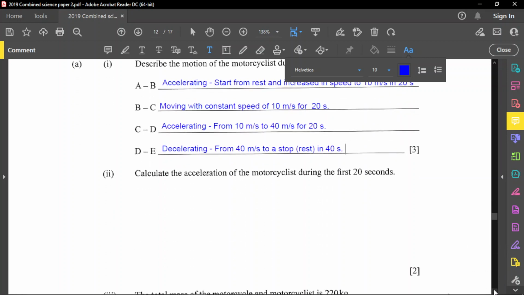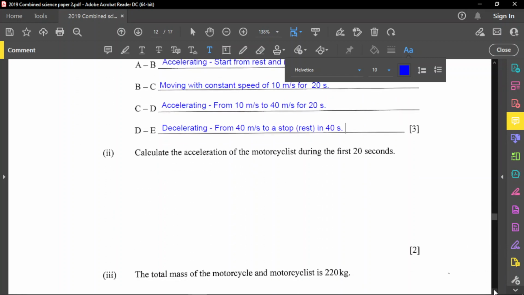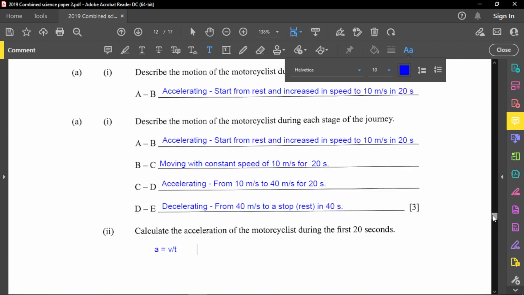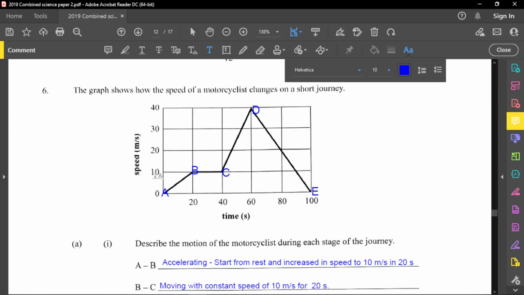All right, so for part 2 now, we are to calculate the acceleration of the motorcyclist during the first 20 seconds. So I want to find the acceleration here. Let me give you a quick rundown of what acceleration is. Acceleration is the change of speed over time, or change of velocity over time. Going back to the graph, the maximum velocity is 10, so you move from 0 to 10. The time is 20 seconds.